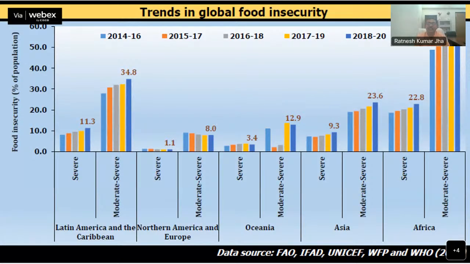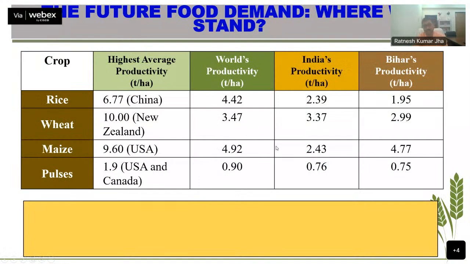So you see in the next slide that in Africa the situation is worse. In Asia also the situation is worse, and around 55.5% of the people in Africa are moderately to severely affected by this hunger. Now coming to India.